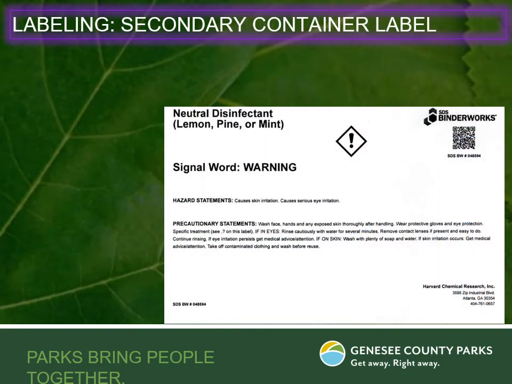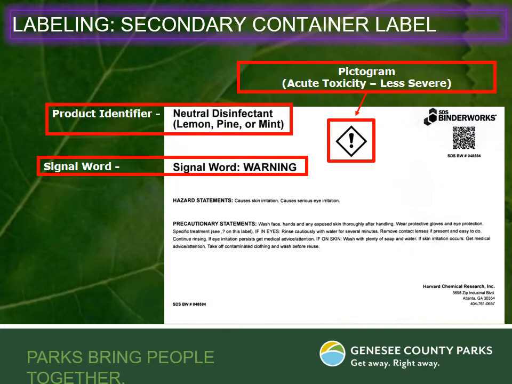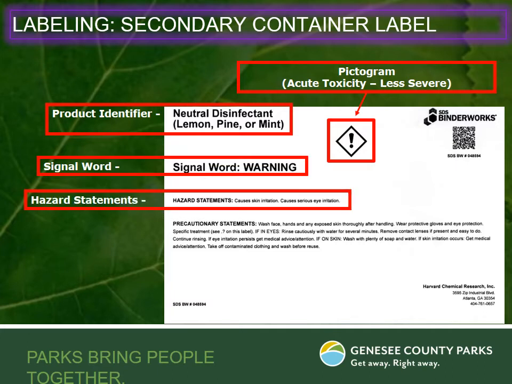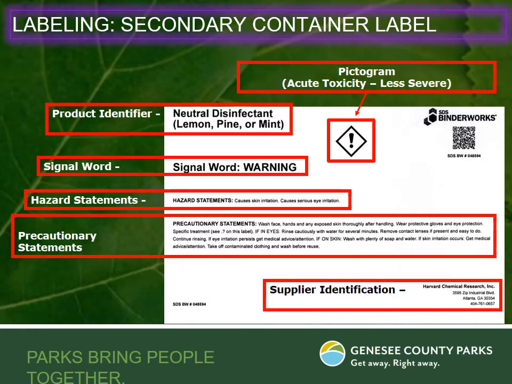Secondary container labels that will now be printed out of our SDS Binderworks program and will be specific for each product include the pictogram, the product identifier, the signal word, the hazard statement, the precautionary statement, the supplier identification, a QR code and SDS number that are unique to the SDS Binderworks program.